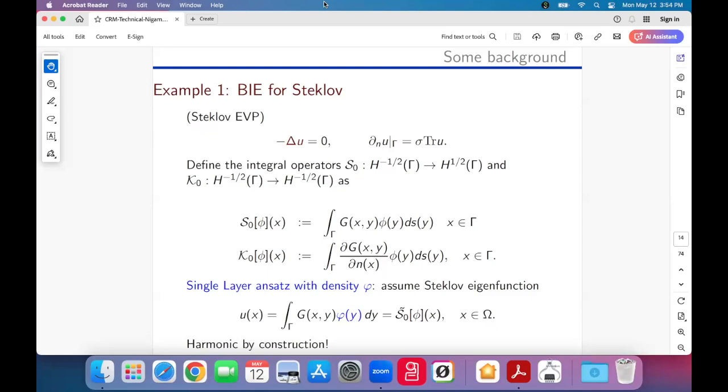Okay. So I'm going to use this as my idea. I'm going to be looking for the eigenfunction u as a single layer. So I shift the difficulty of my problem. Instead of looking for u, I'm going to say I know that u looks like the integral of my fundamental solution times an unknown phi. I'm going to look for phi instead. Phi only lives on the boundary. Instead of looking for something that lives everywhere in omega, I look for something that lives only on the boundary. Now this object is harmonic by construction, so I don't have to do anything for x's in the interior.